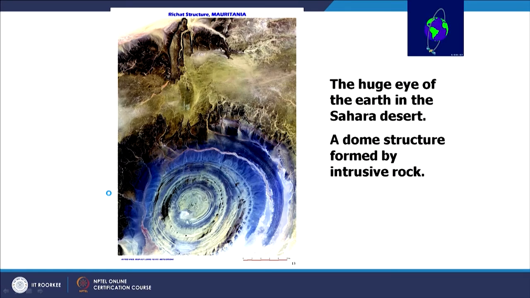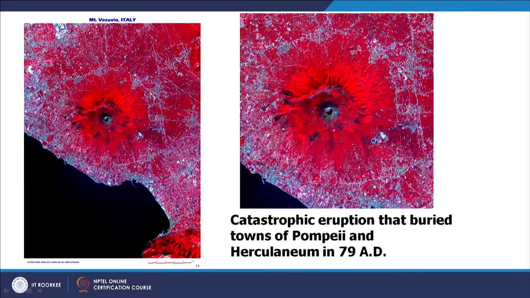And this is the Richat structure of Mauritania. See the circular structure, the huge eye of the earth in the Sahara Desert, and this is a dome structure. And that has been formed by the intrusive rocks which have come from the interior of the earth, and they have created such a structure. So because of the pattern and association, and of course colors and other things, we can identify that it is a dome structure here.